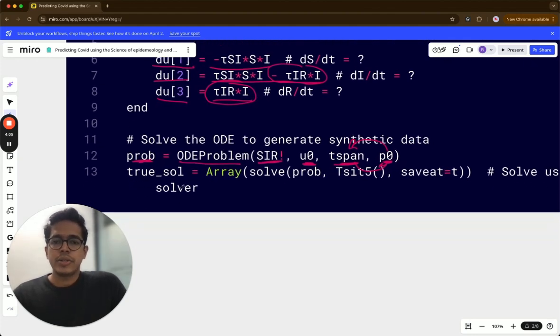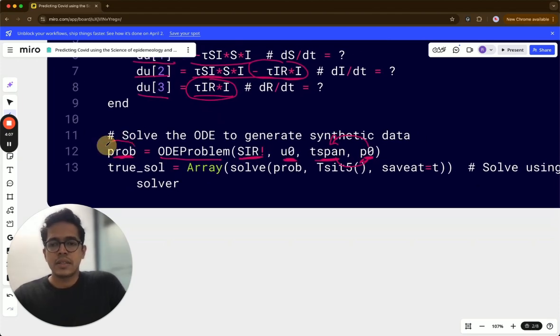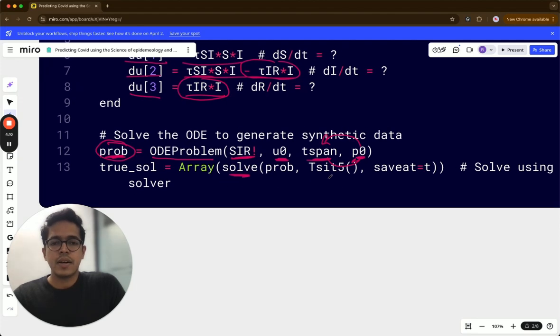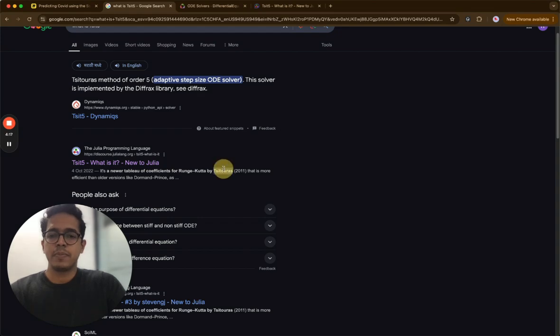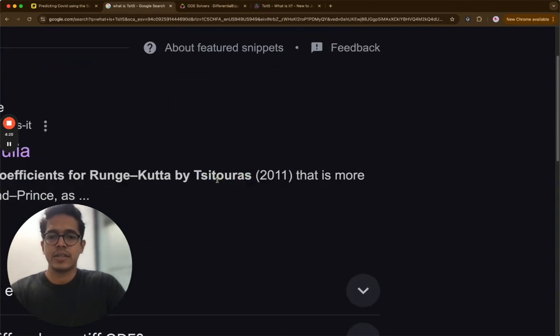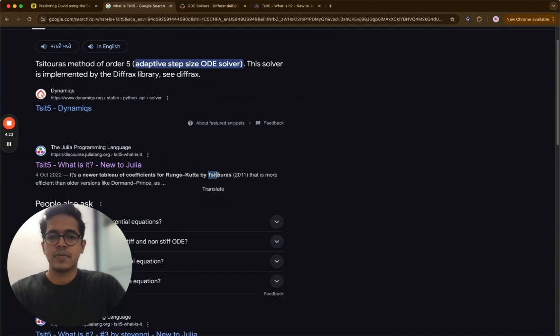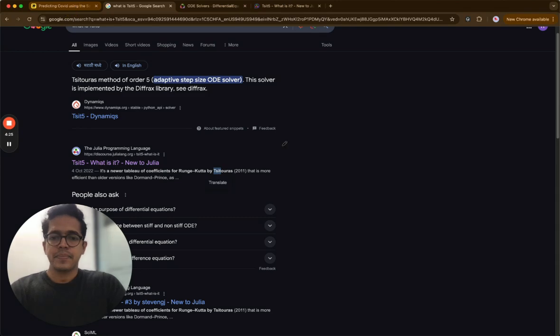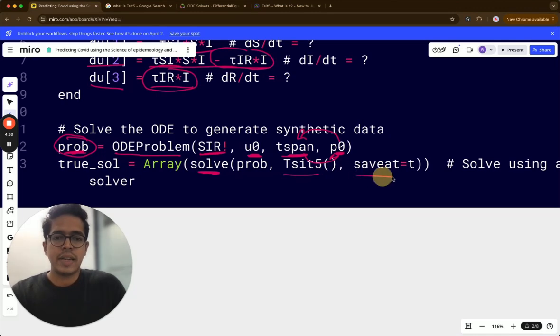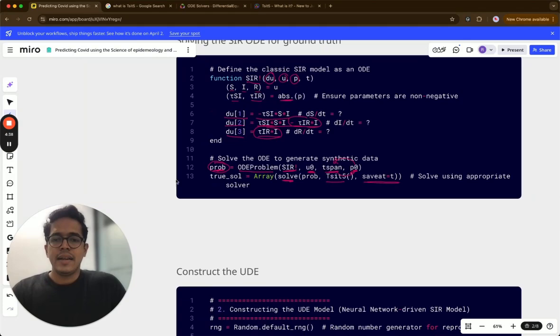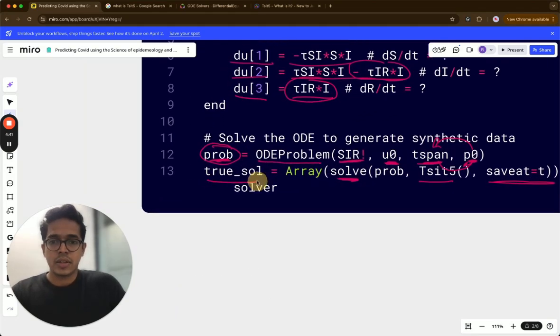Then the true solution is nothing but we solve this problem statement using a solver. So this TSIT5 is basically a fifth order Runge-Kutta solver, and it's proposed by this person called Tsitouras. So TSIT is basically the first four letters of his name. And using that solver, we'll also be saving the solution at all the time steps that we are solving. So saveat equal to t will make sure that we are saving the solution periodically. And then the true solution, which is the ground truth, we are saving here.